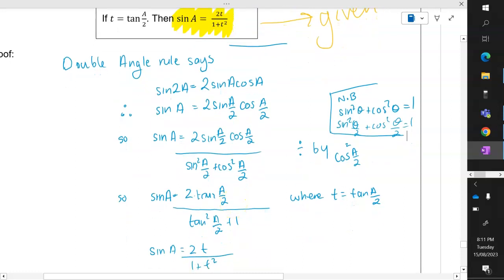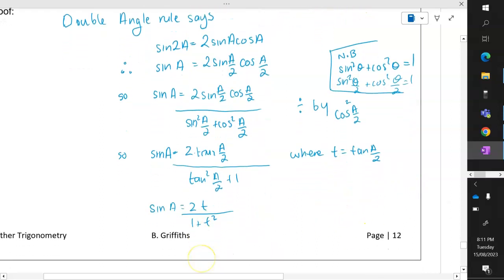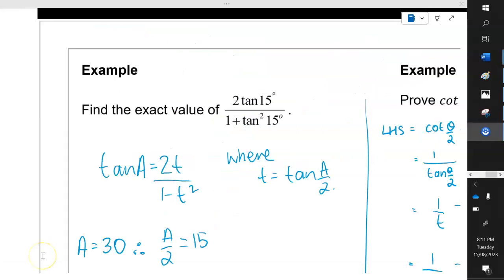So what we will end up with is that sine of a is equal to 2 tan a over 2, and on the bottom line we'll get tan squared a over 2 plus 1. If t is equal to tan a over 2, we're going to end up with sine of a being 2t on 1 plus t squared. So that's where the rules come from, and they're fairly sensible when you look at them that way. Okay, so let's scroll down. I'm going to find the exact value of 2 tan 15 over 1 plus tan squared 15.